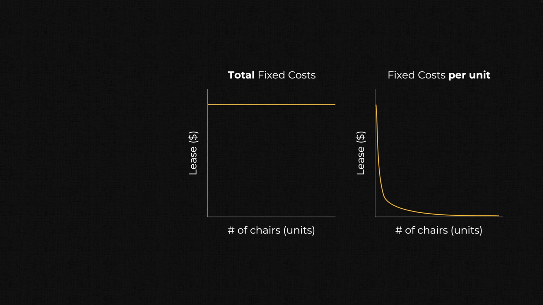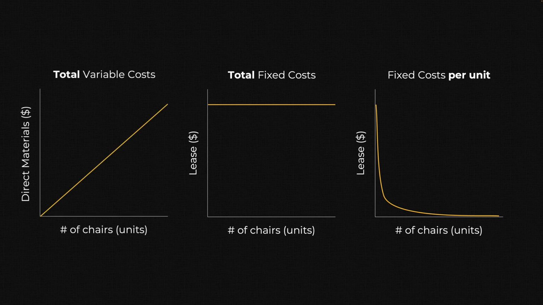So to quickly summarize what we've looked at today, on the left, we've looked at total variable costs. These increase in direct proportion with the number of units made. In the middle of the screen, we have total fixed costs, which do not change depending on the number of units made, as long as we're within the relevant range. And then the fixed cost per unit will go down over time, as long as we are within the relevant range. The more units made, the lower the fixed cost per unit.